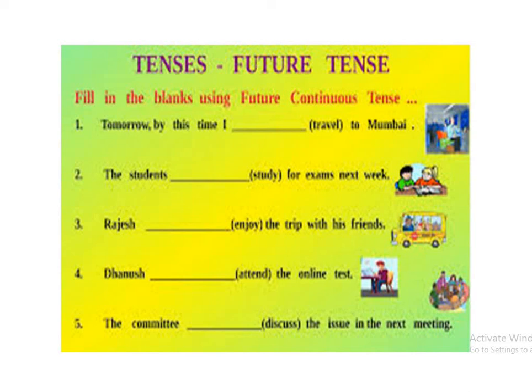The next is, the students dash to exams next week. So according to the syntax, will plus be plus ing form of the verb. The students will be studying for exams next week. Now the third sentence, Rajesh dash the trip with his friends. Rajesh will be enjoying the trip with his friends. Dhanush dash the online test. Dhanush will be attending the online test. The last example, the committee dash the issue in the next meeting. The committee will be discussing the issue in the next meeting.